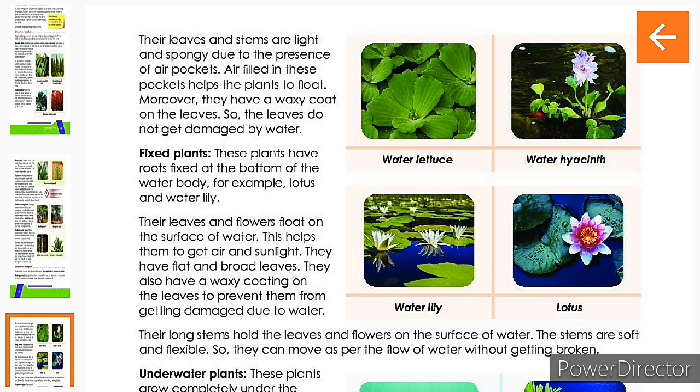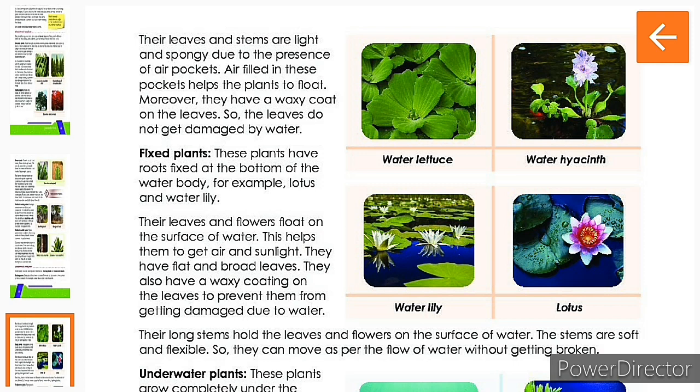Next is fixed plants. These plants have roots fixed at the bottom of the water body. In the case of floating plants, the roots are not attached to the bottom of the water body, but in fixed plants, the roots are fixed at the bottom. For example, lotus and water lily.